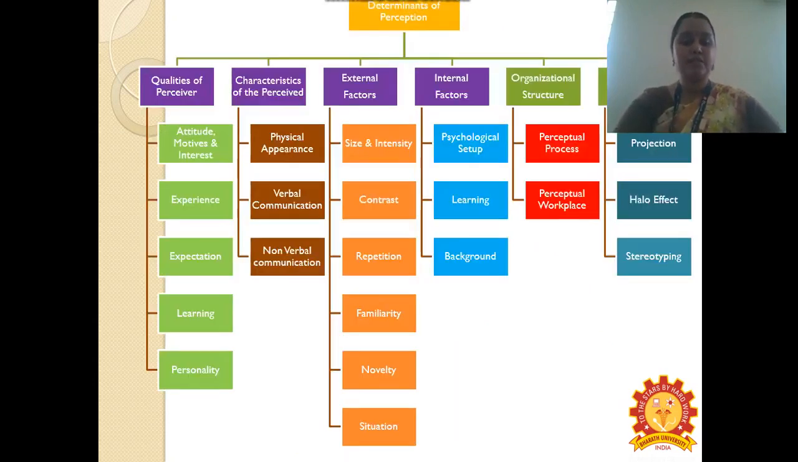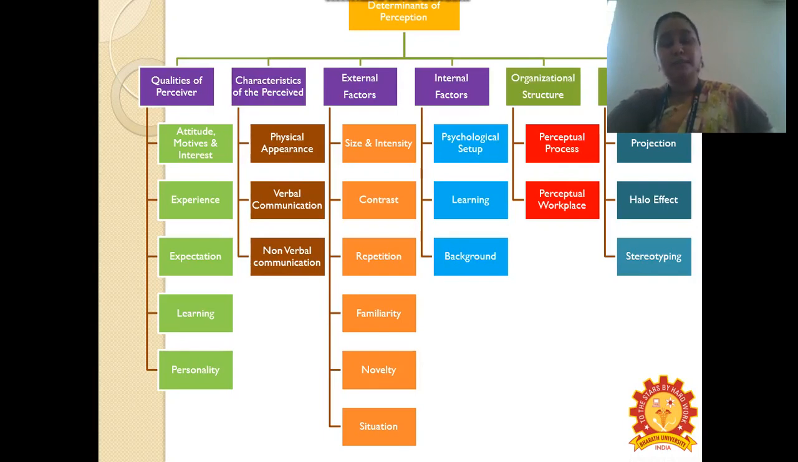Then the next slide talks about determinants of perception. What are the factors that influence the perception of individuals? The factors can be qualities of the perceiver, the characteristics of the perceived, the external factors, the internal factors, organization structure and social factors. Coming to the first factor, the qualities of the perceiver. Who is a perceiver? A perceiver is a person who is going to view.